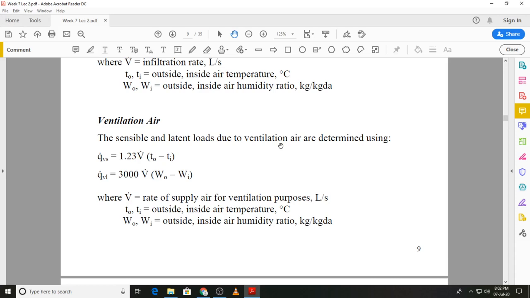Now that we have all the equations and the procedure for calculating the various loads inside a conditioned space, we will go through an example in which we will use these equations, and also you will learn to use the tables that are needed to calculate the various loads.